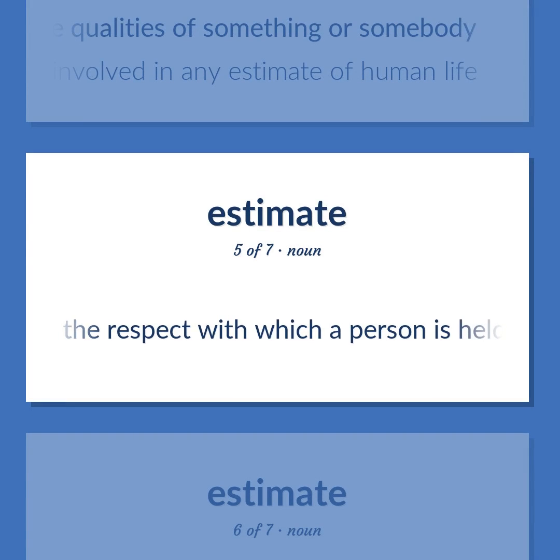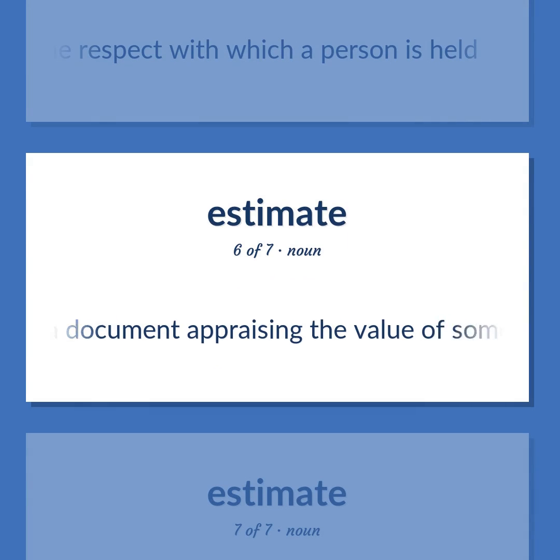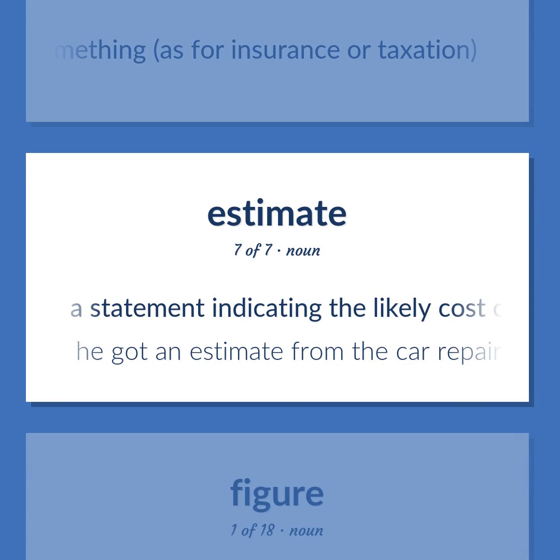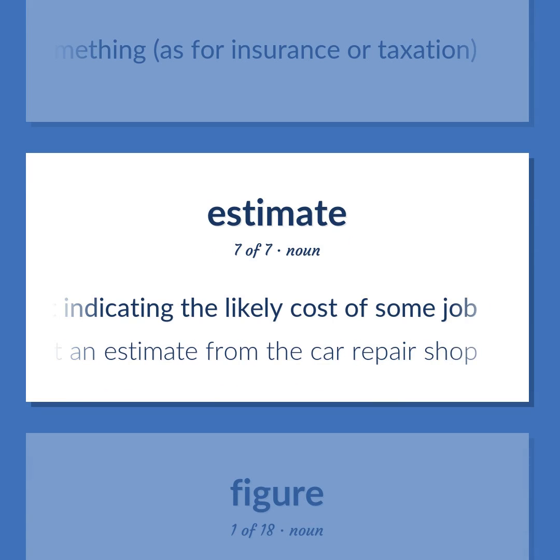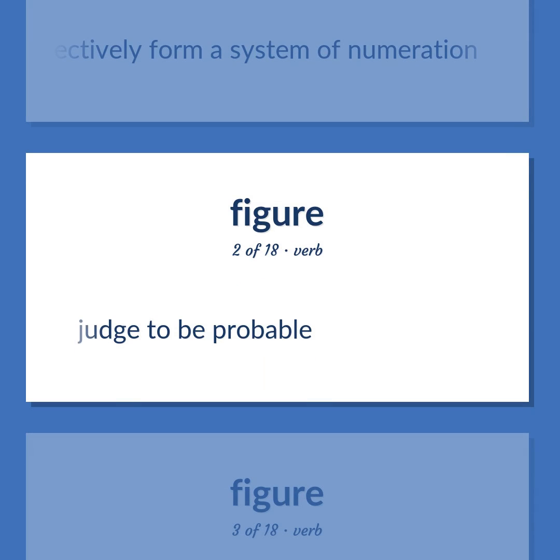The respect with which a person is held. A document appraising the value of something, as for insurance or taxation. A statement indicating the likely cost of some job. He got an estimate from the car repair shop. One of the elements that collectively form a system of numeration. Judge to be probable.